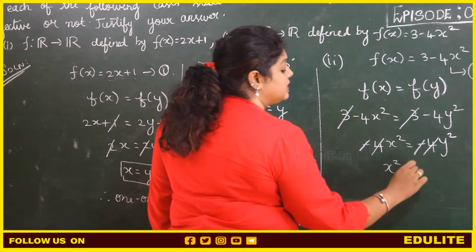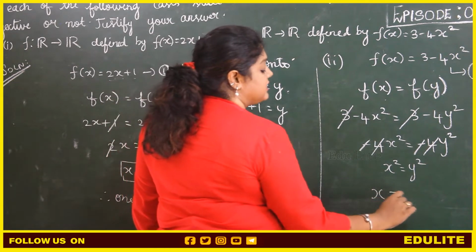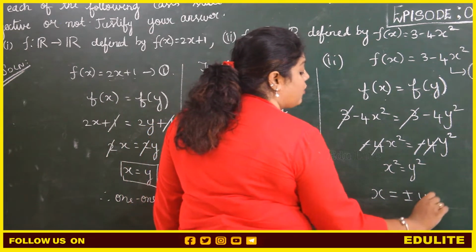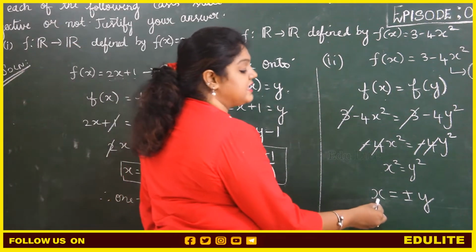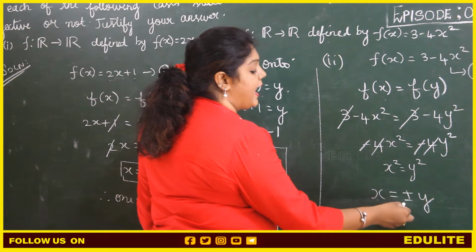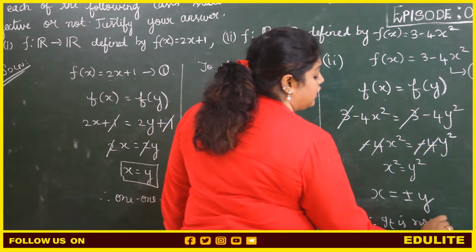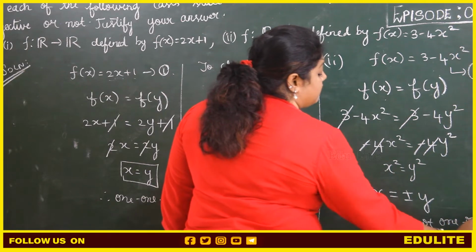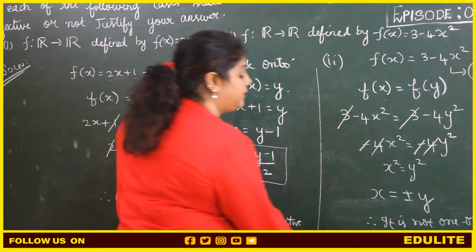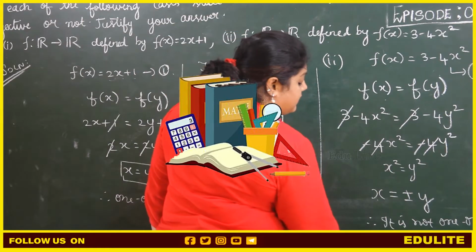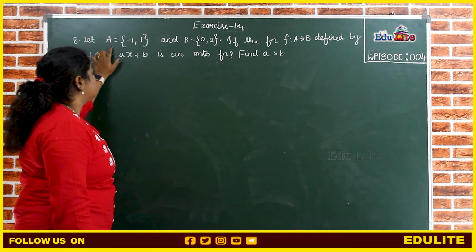X square equals y square. Taking square root on both sides, it will give me x equals plus or minus y. Whereas this is not a 1 to 1 function, because x has two images, plus y and minus y. Therefore, it is not 1 to 1. With this itself we can stop, because if it is not 1 to 1, it cannot be bijective. It is not bijective.